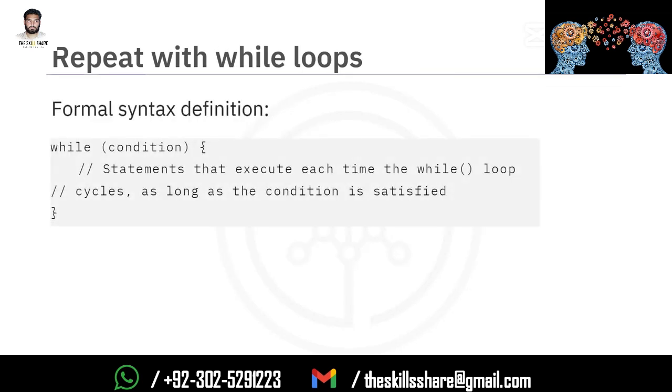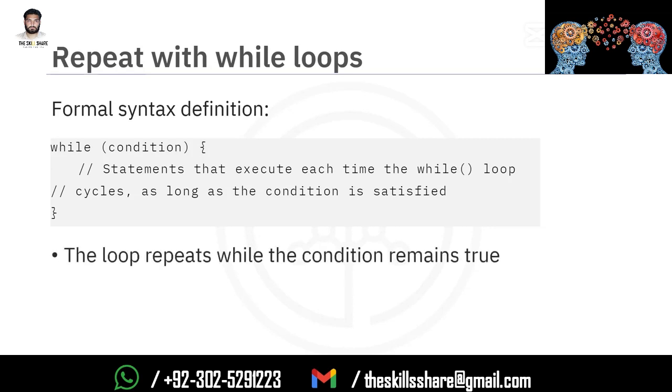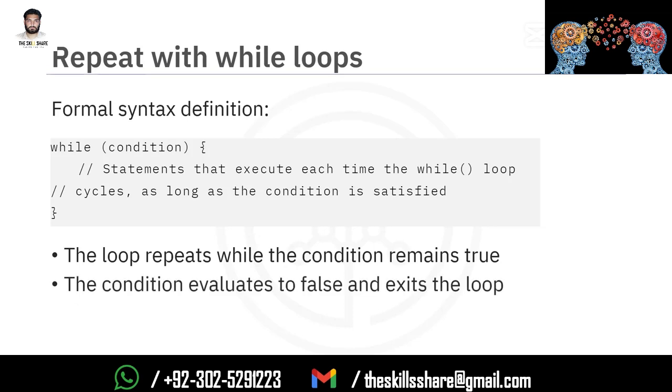The while loop is another common loop in JavaScript. The loop repeats while the condition remains true. The while loop assumes that the condition reaches a conclusion and then exits the loop. Make sure that the condition evaluates to false at some point, otherwise the loop never terminates.